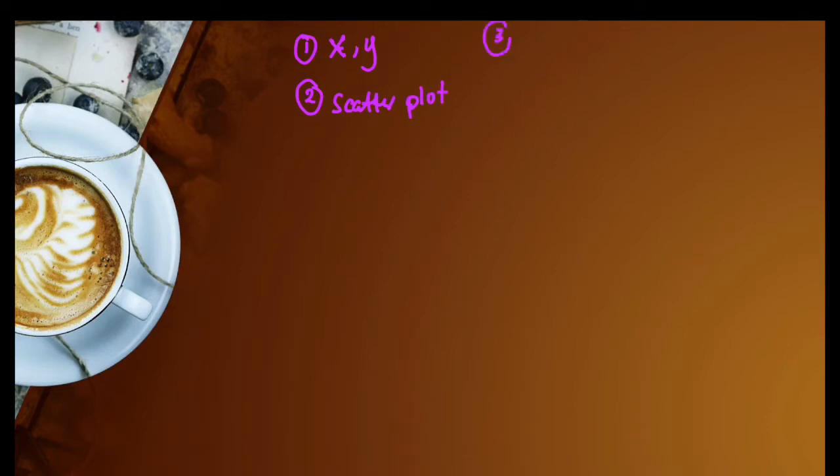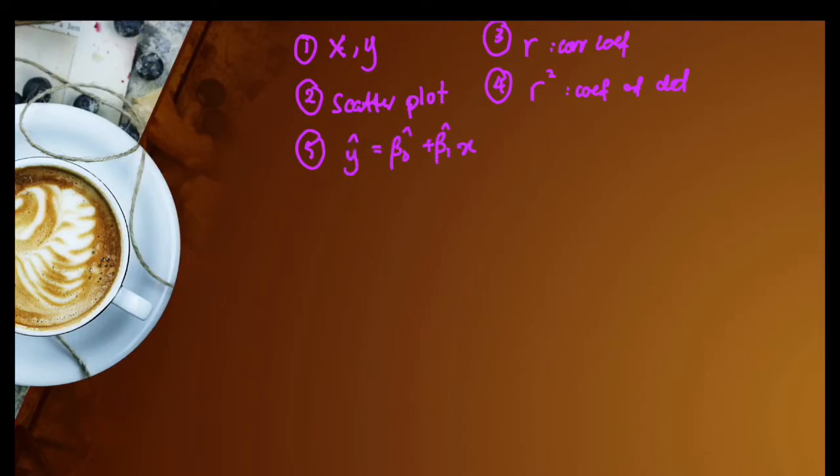Number 3, you have learned how to calculate R and interpret R, the correlation coefficient. Number 4, you have learned how to calculate and interpret R square, the coefficient of determination. Number 5, you have learned how to construct the simple linear regression model, find beta naught cap and beta 1 cap. And number 6, you have learned how to predict or estimate using the simple linear regression model.